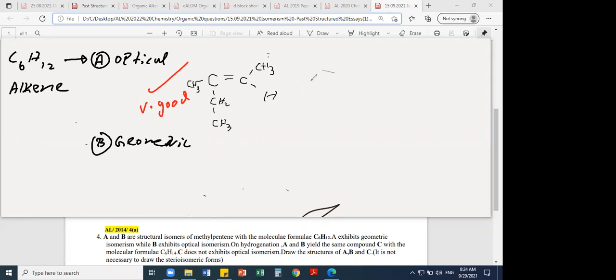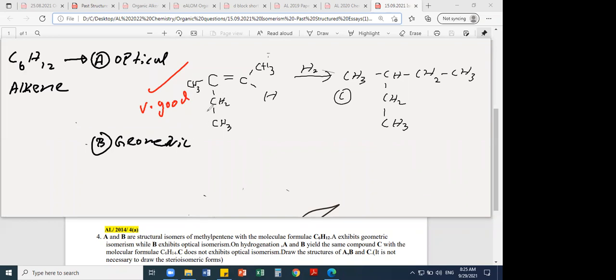This is one structure. If you want to further clarify, when you put hydrogen here, you get the same compound. Then you get here CH3, CH, CH3. We put here CH2. And here you get CH2, CH3. It is, I think, C, that's what they're asking. So geometric one, this will be geometric. But this is not optical, this is geometric.